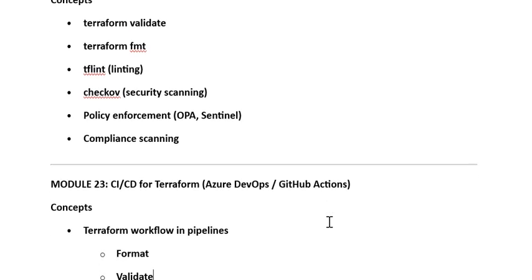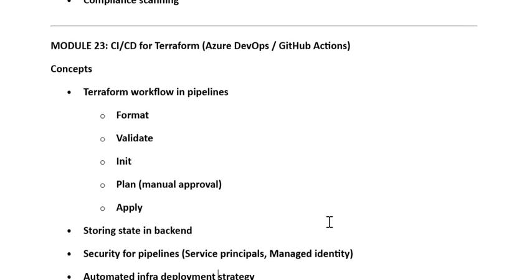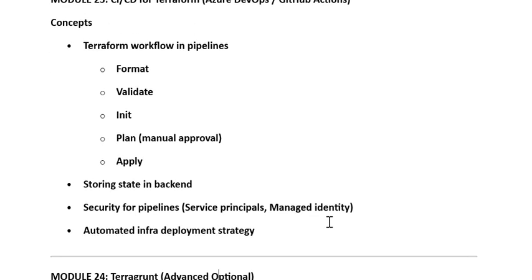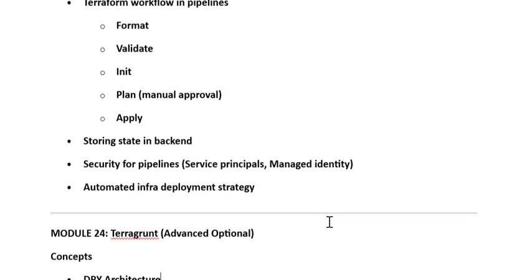And CI/CD for Terraform. If you have written the Terraform code, you can run Terraform manually. If you integrate CI/CD, it will go into automation, like the Terraform workflow in a pipeline: format, validate, lint, plan, apply. Store state in backend, security for pipeline, service principal or managed identity. We will be implementing what a service principal is and how to configure managed identity, which helps with automated infra deployment strategy.